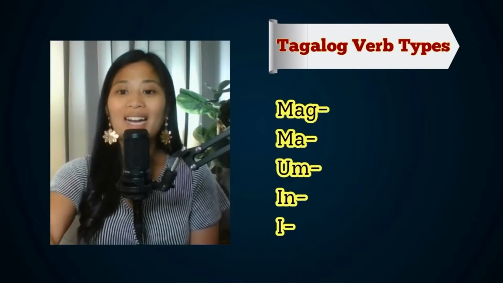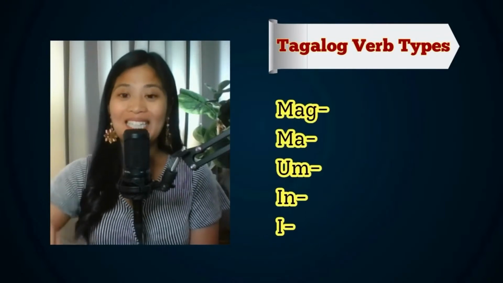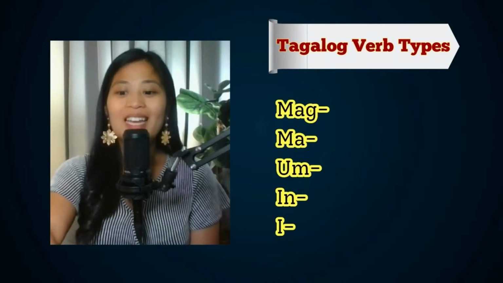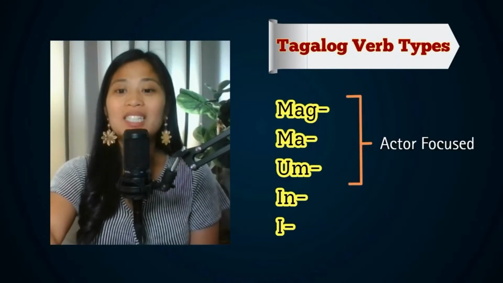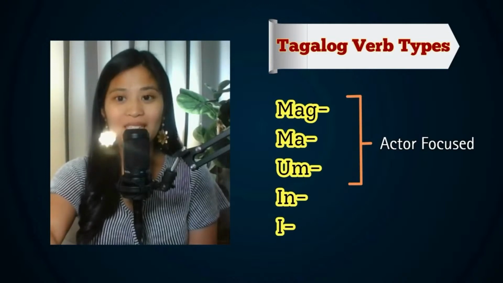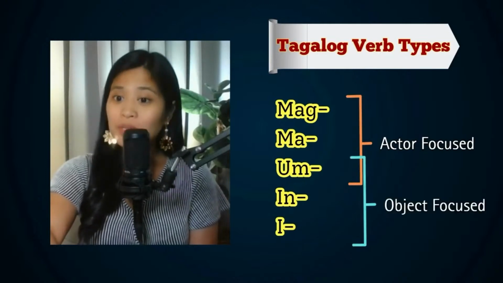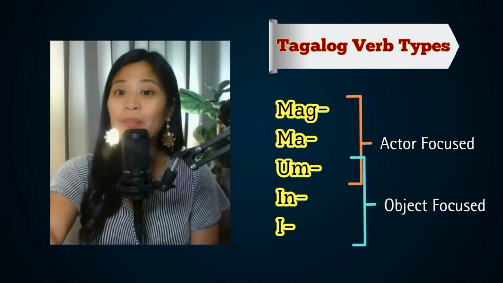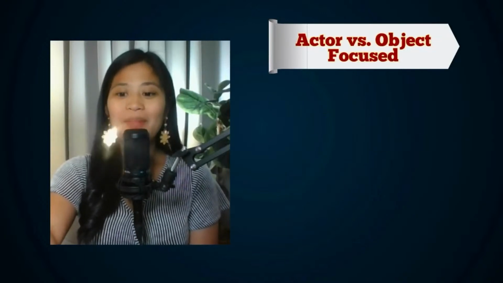Alrighty, so in Tagalog, there are 5 main types of verbs in Tagalog. Mag, ma, in, and e verbs. Now, what makes them different is that some verbs are actor-focused and some are object-focused and some are both. So what does that mean?